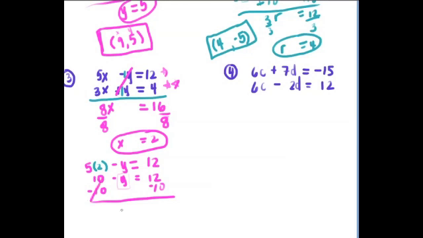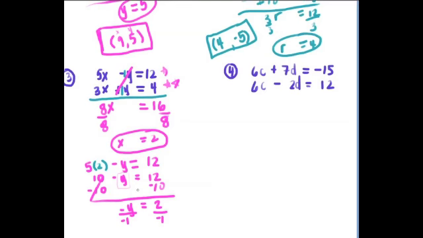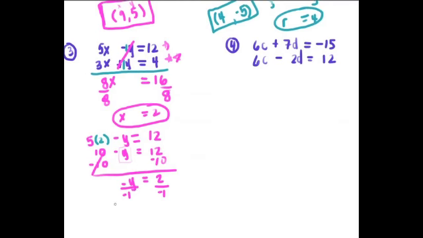These cancel, so I'm left with -y equals 12 minus 10, which is positive 2. I don't want a -y though, I want a positive y. So to get rid of it, let's divide by -1 on both sides. And I get y equals -2. Okay, and so the final step here is to put it into point form.